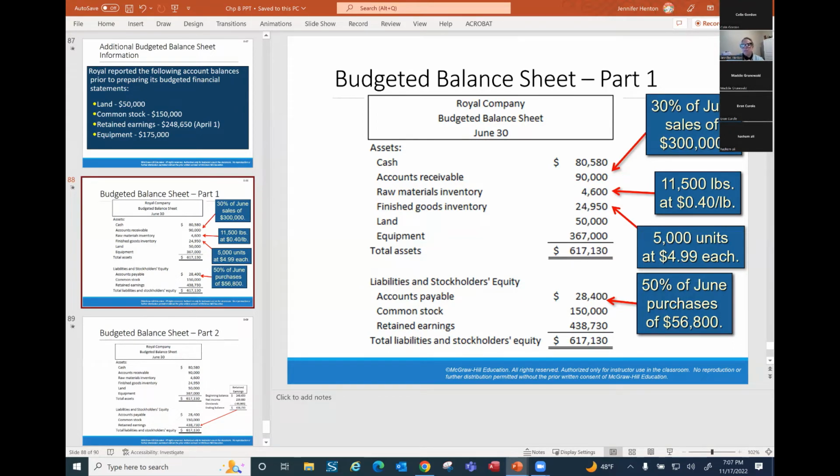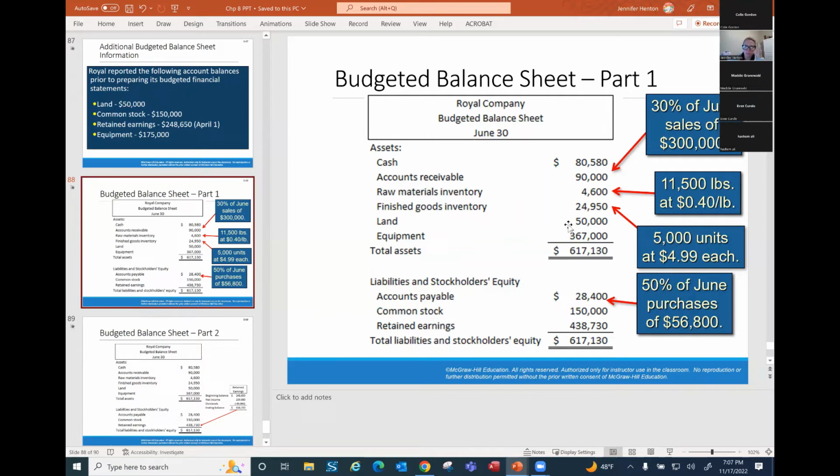And then we have raw materials inventory of 4,600. So that is coming from that raw material budget that we had done. It's saying that we needed 11,500 pounds is what we had in that raw material inventory at the end. And we can multiply it by 40 cents because that's how much they told us it was per pound. And we get 4,600. Then we have finished goods, 24,950. There's that schedule that we did that showed the finished goods inventory. It was 5,000 units times the 4.99 per product.